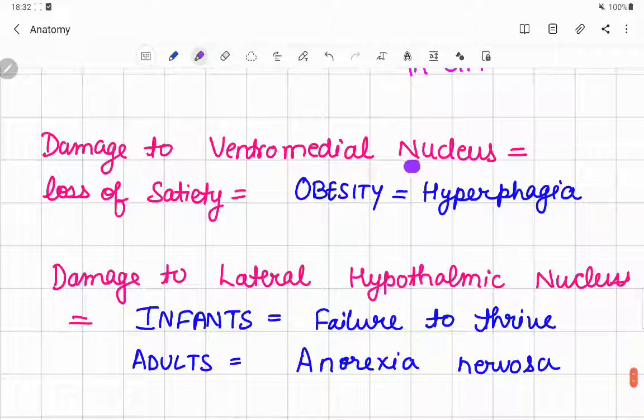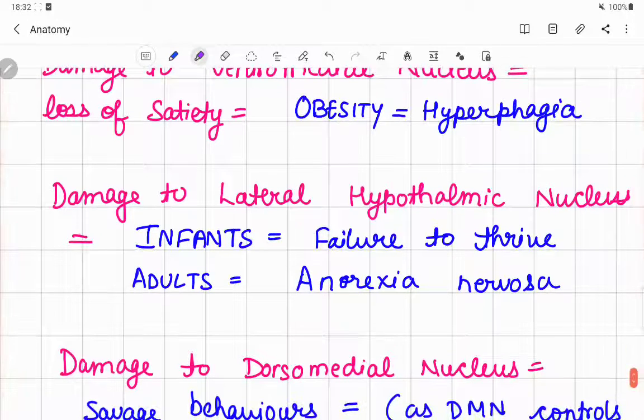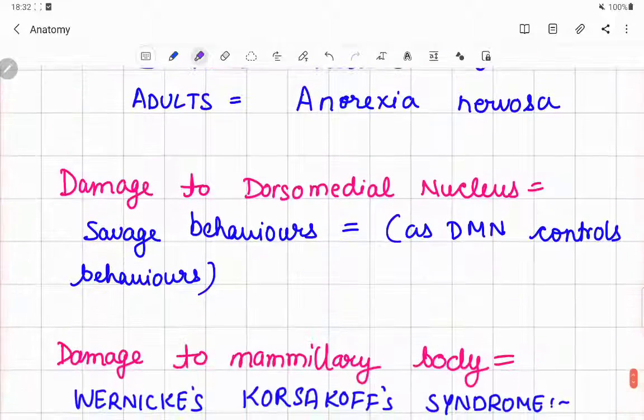Any damage to the ventromedial nucleus, that is the loss of satiety, will lead to obesity: you will eat a lot, you will never be satiated, you will never feel a state of fullness. This condition called obesity is caused due to hyperphagia, that is a lot of eating. Damage to the lateral hypothalamic nucleus in infants results in failure to thrive, that is they will not feel hungry to eat, and in adults this condition is called anorexia nervosa.